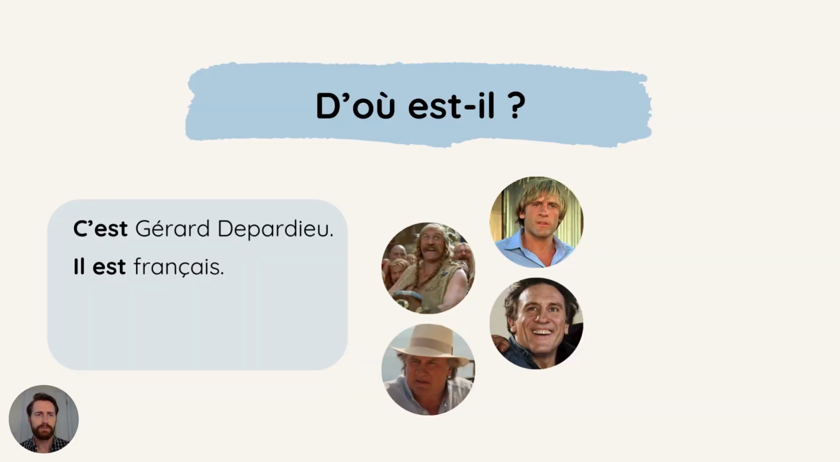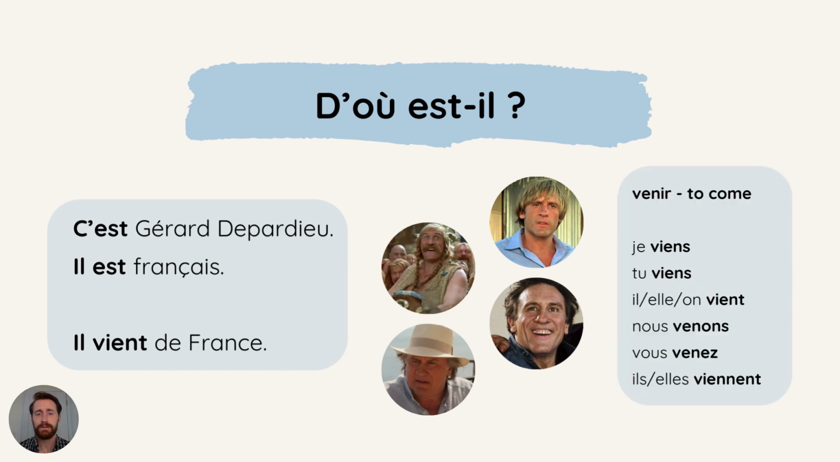Okay, so we're back to Gérard Depardieu. C'est Gérard Depardieu. D'où est-il? Il est français ou on peut dire il vient de France. So here we're using yet another important verb. This one means to come. And basically it's an irregular verb, so you can see the conjugations here on the right side of your screen.